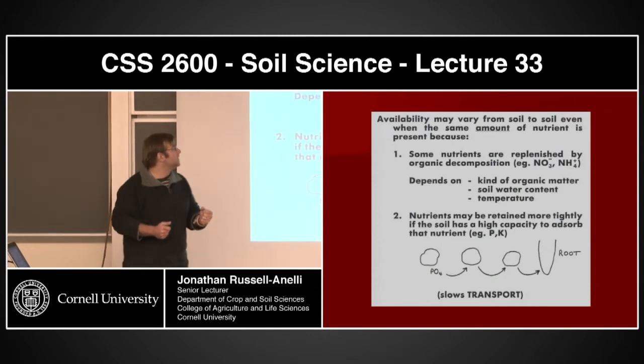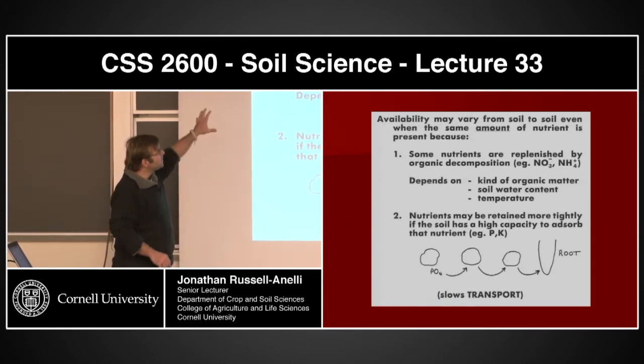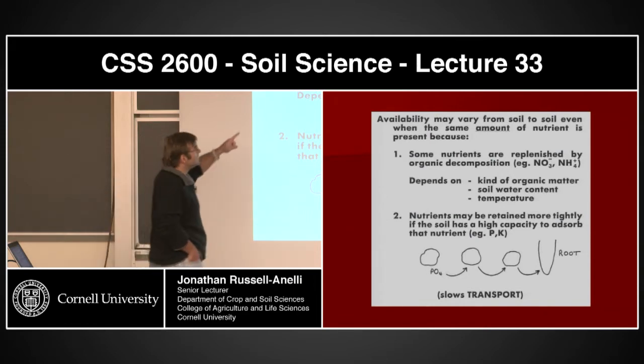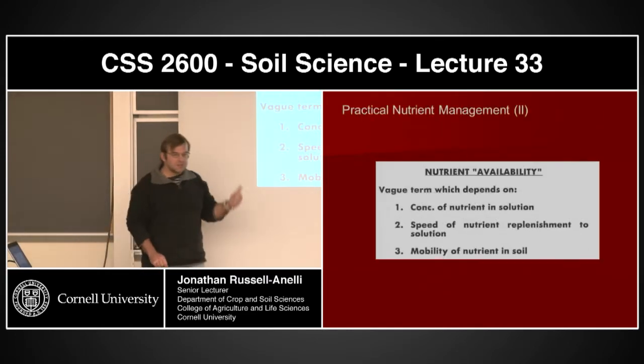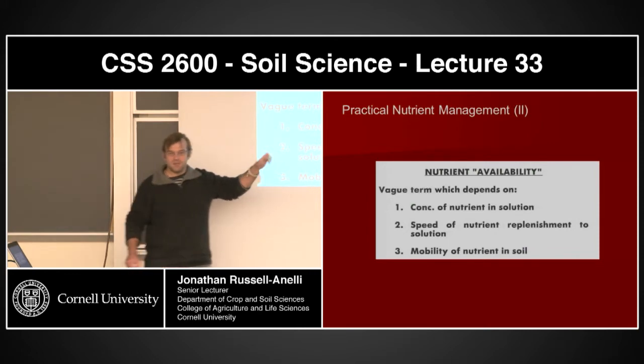Now, that availability can vary from time to time and from soil to soil and from condition to condition. Availability may vary from soil to soil even when that same amount of nutrient is present in each one of those soils. Now, why? Well, it depends on those 3 factors again: the concentration of those nutrients in the solution, the speed of the nutrient replacement, and finally, the mobility of that nutrient in the soil. Sorry, I skipped back. I know you guys hate it when I do that. Okay, keep those 3 things in mind.